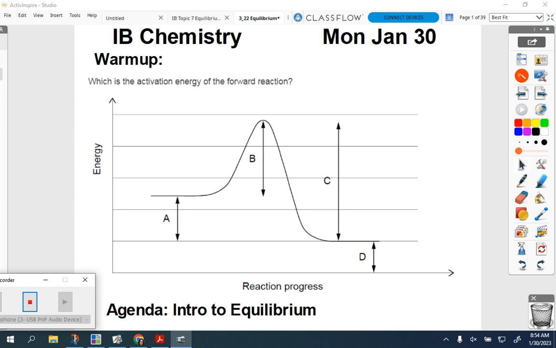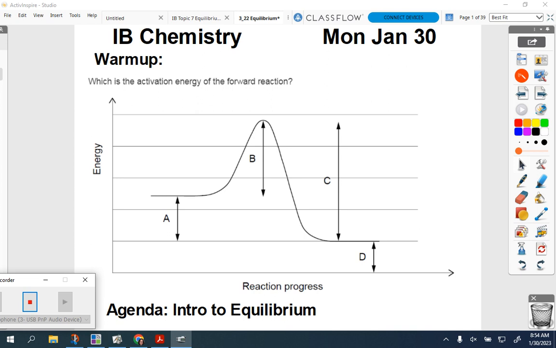And you're given a series of letters indicating different quantities. So what is the activation energy for the forward reaction? Leah? It is B. So when we talk about activation energy, we're talking about the amount of energy it takes for the reaction to get going. Yeah, Gavin? We're going to get to that in just a second. Great question. That is in fact the word that is important in this question.